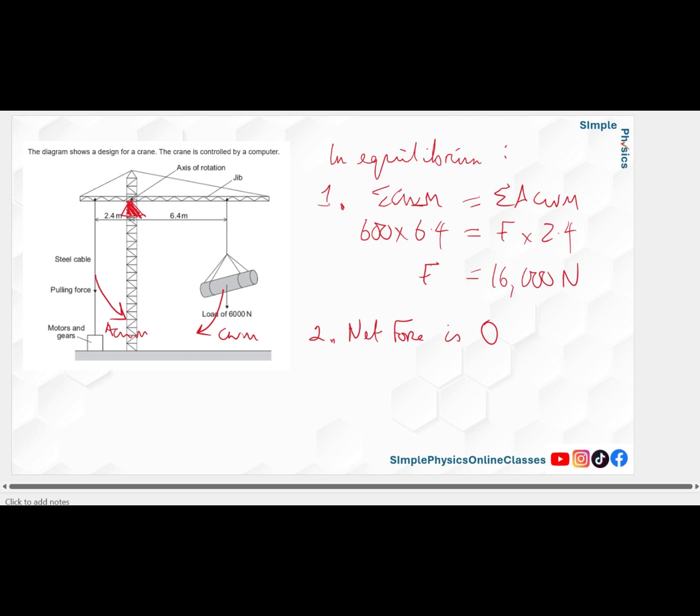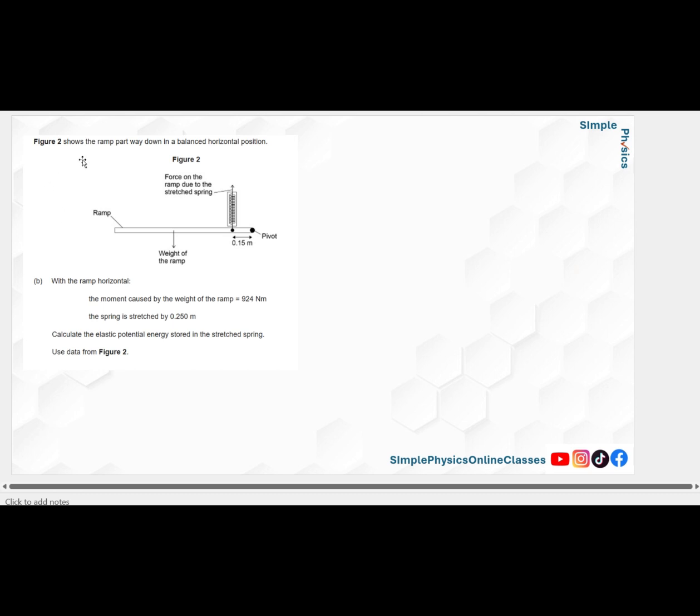So we've got this question here. It shows the ramp partway down in a balanced horizontal position. If it's balanced, what do we know? We know the sum of the clockwise moments is equal to the sum of the anti-clockwise moments, and the resultant force is 0. As soon as I mention pivot, I know it's not a resultant force question. It's clearly a moments question. They told me the moment caused by the weight of the ramp. So that there is your anti-clockwise moment, and that's equal to this.